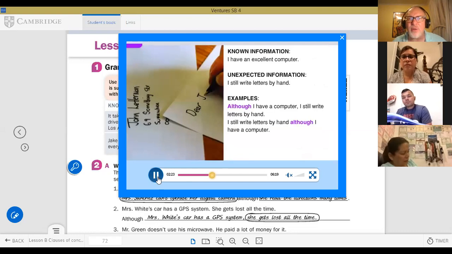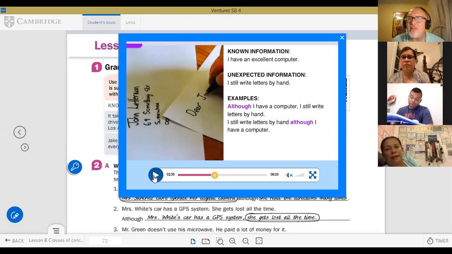Oh, well, this one already went by. Too late now. All right. I have an excellent computer. I still write my letters by hand. Okay, so let's say it with although, there you see the two examples, right? Although I have an excellent computer, I still write my letters by hand. I still write my letters by hand, although I have an excellent computer.